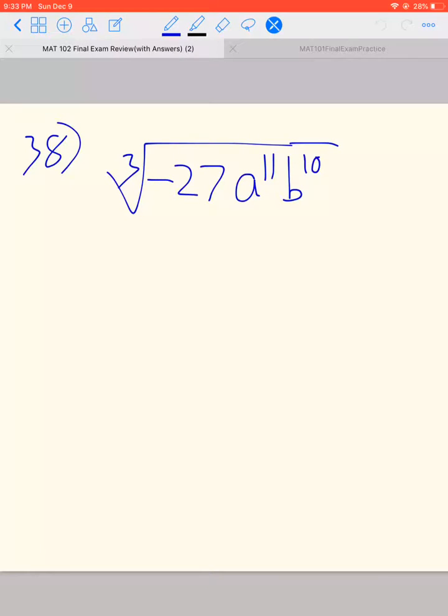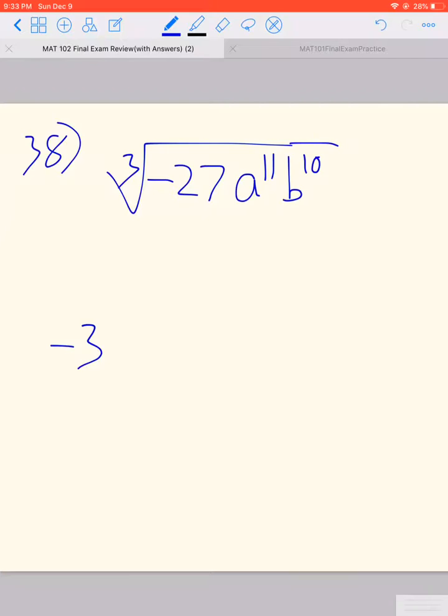Let's take a look at the next question. Problem number 38 asks us to simplify the cube root of negative 27 times a to the 11th times b to the 10th. We can work on the number part first. First of all, the cube root of negative 27 is negative 3, because when you multiply negative 3 by itself 3 times, you get negative 27.